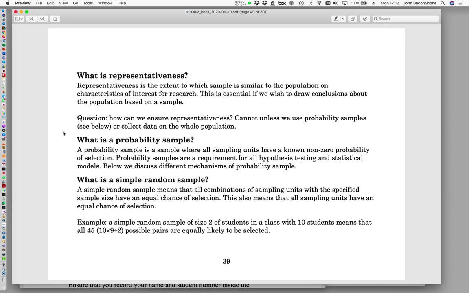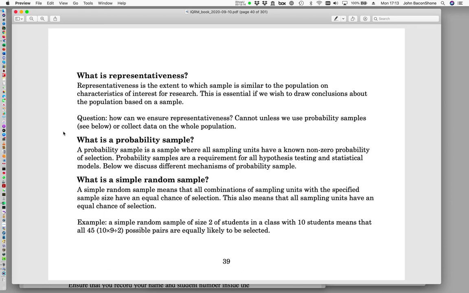Now there's several different ways to draw a probability sample, so we're going to start with the simplest form of all. So the simplest form of probability sample is what we call a simple random sample. A simple random sample means that all combinations of sampling units with the specified sample size have an equal chance of selection. That in turn also means that all sampling units must have an equal chance of selection.